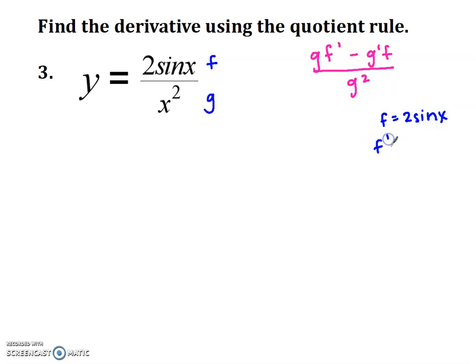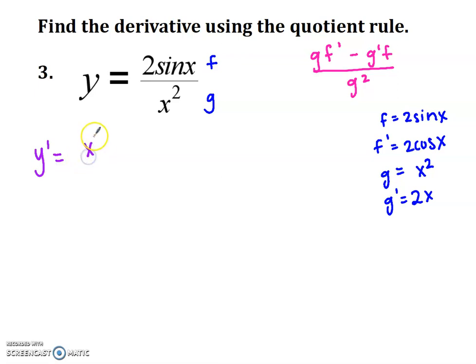So then f prime, the derivative of that, derivative of sine is cosine. So that'll just be 2 cosine of x. Then g is always going to be the denominator, so that'll be x squared. Then g prime, so the derivative, this would just be power rule, so bring the 2 in front, subtract 1. So that'll be 2x. Then I can just go sub all that in here and simplify for the derivative.